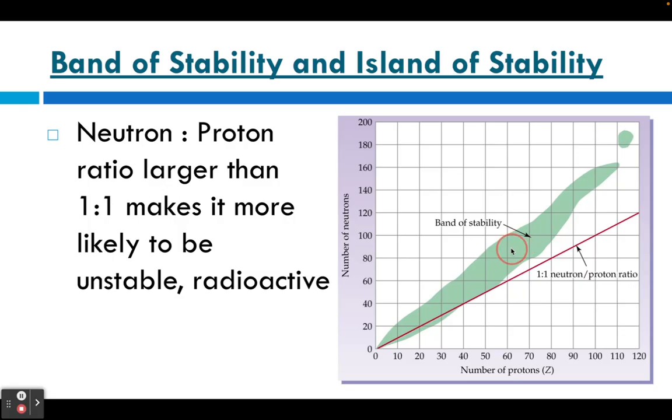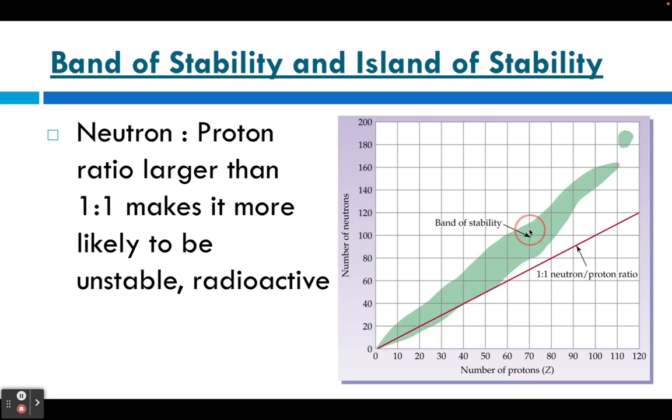Remember, protons have positive charge. So the more protons you put in the nucleus, the more repelling force there is. So you need a stronger, greater nuclear force, strong force, to hold it together. So that's where the more neutrons come in, right?